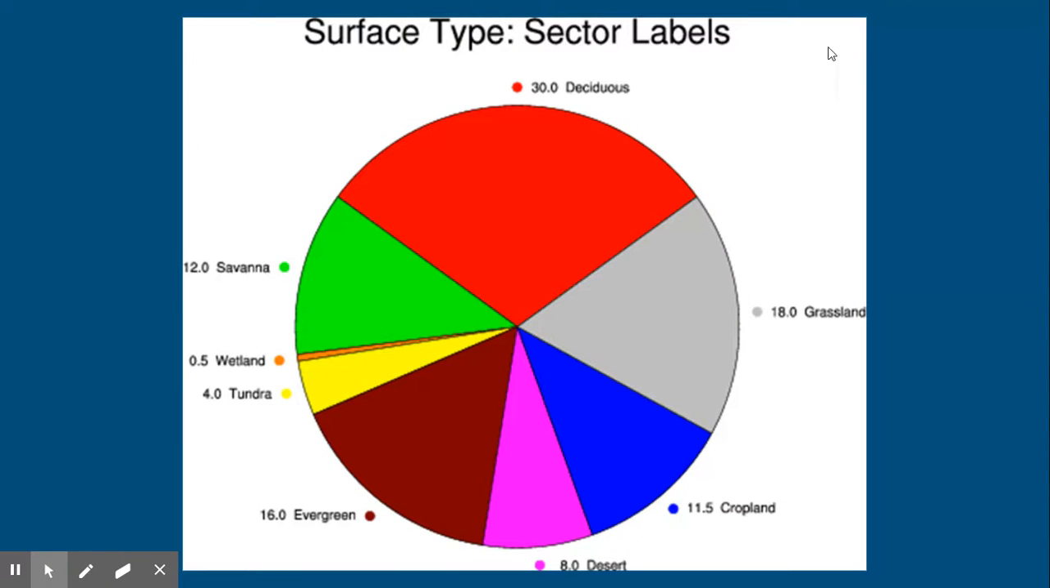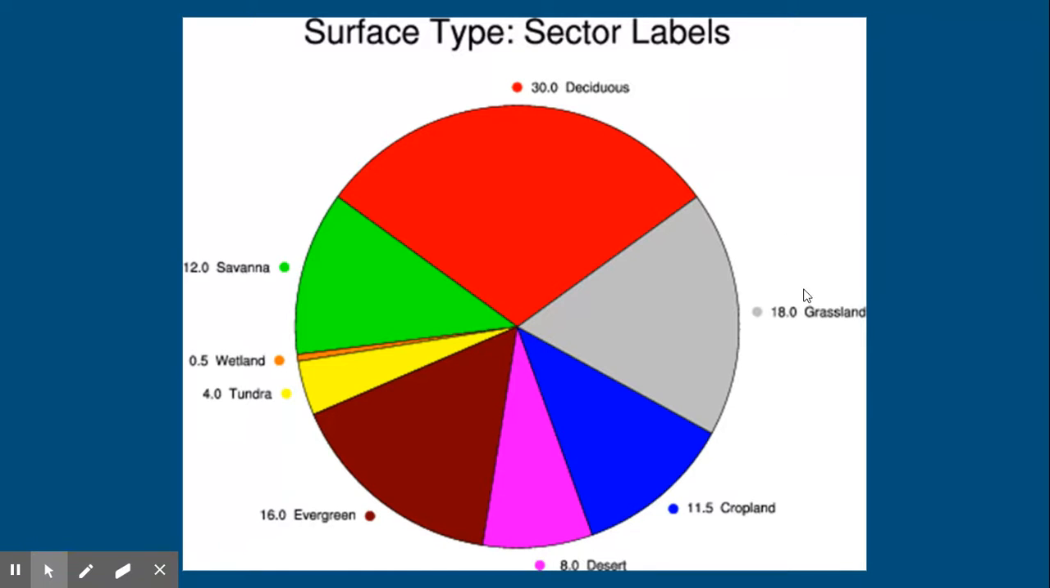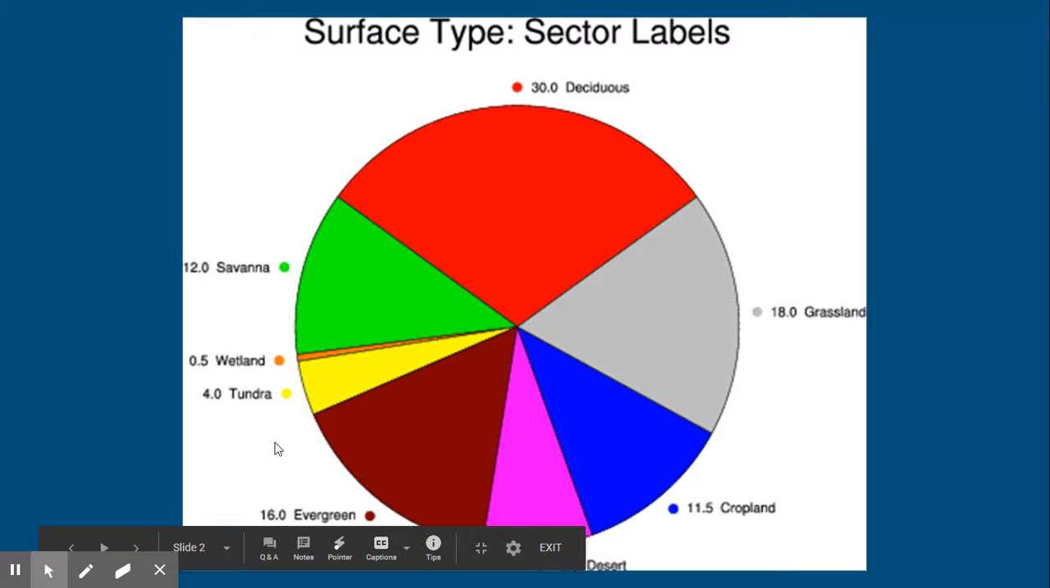All right. This one is not really bad. They gave a title at the top. They didn't have too many wedges. If you look, they gave us, I believe these are percentages, 30, 18. If they are percentages, then that's a problem. I don't believe this is going to add up to 100%. Maybe I'm wrong. It might, but it's not really.